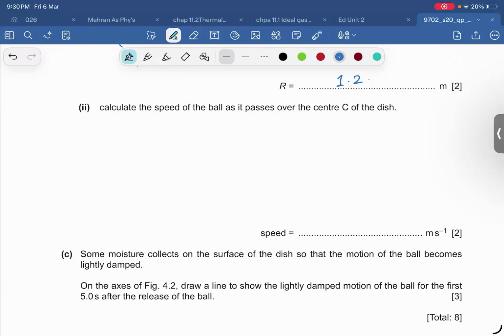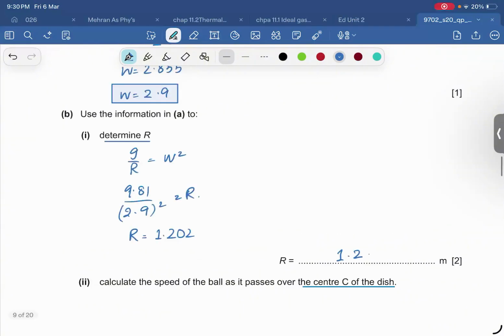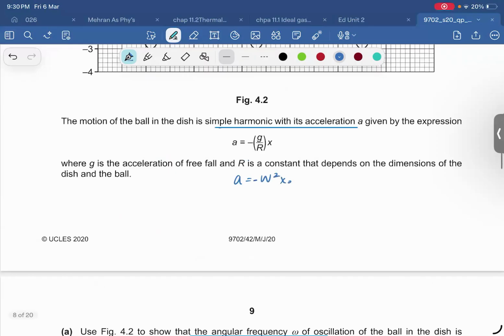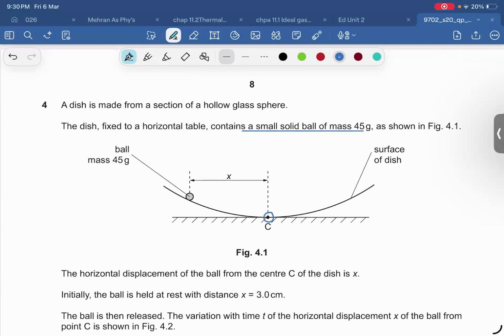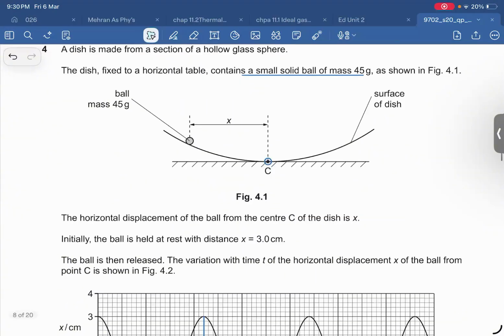Calculate the speed of the ball as it passes over C of the dish. Okay, the center of the dish. Can you tell me what will be the speed at C? Will it be maximum, minimum, or in between? Yes, maximum, very good. Any reason for the maximum? Because it's the mean point, right? Yes, at the mean point we have the maximum speed.